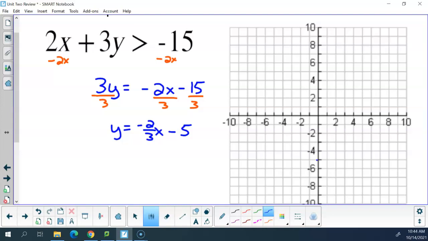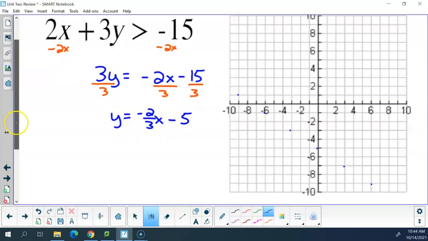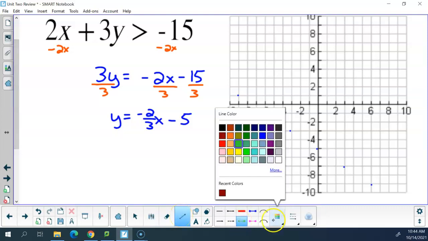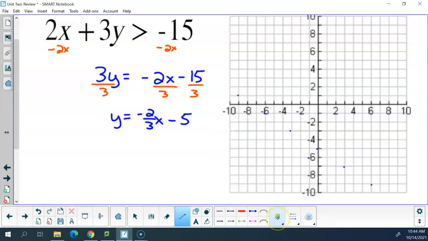There is our y-intercept. Then we go down 2 and right 3. Down 2 and right 3. Or we could go up 2 and left 3. And you guys said a dashed line. That's this one, this one, this one, that one.